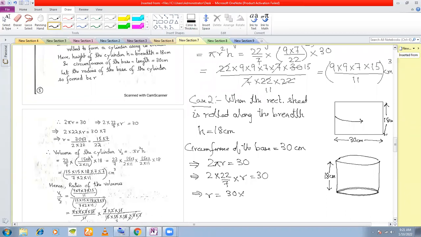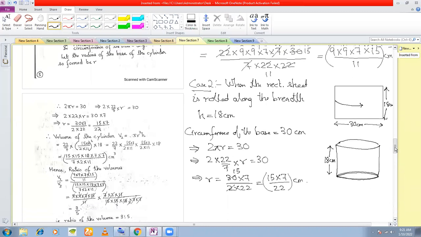r is 30 into 7 divided by 2 into 22. Okay, so 2 will cancel with 30, 15 times. So you're only going to get 15 into 7 divided by 22 centimeters. Okay, now we have the radius, because we already know the height. With this radius, we are going to calculate the volume of the cylinder.